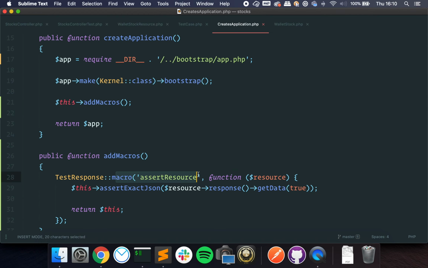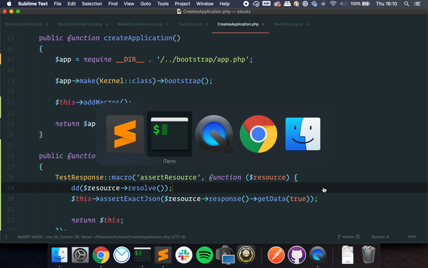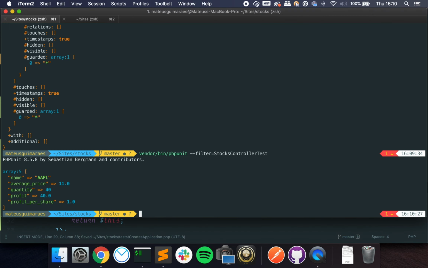So we added this macro. When we call this in this situation, we are inside the test response instance. So we are calling the assert exact JSON method from test response. And here's where a little bit of magic happens. So you have the resource, right? And we talked about the resolve method. If we call the resolve method, we get an array, which is perfect for testing the resource itself.